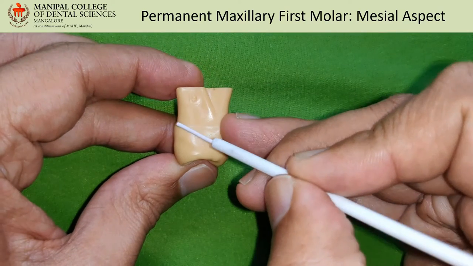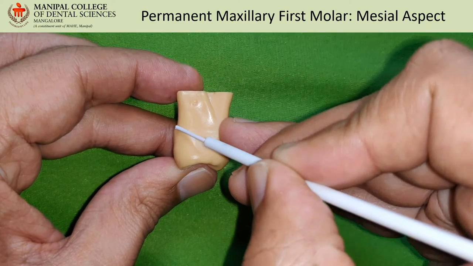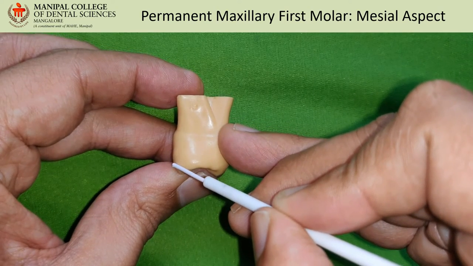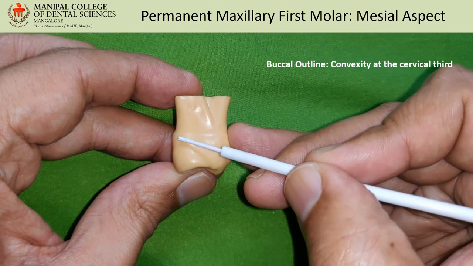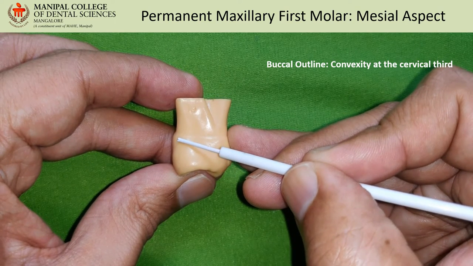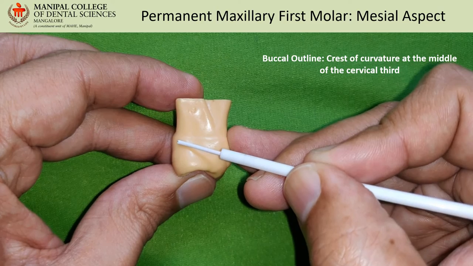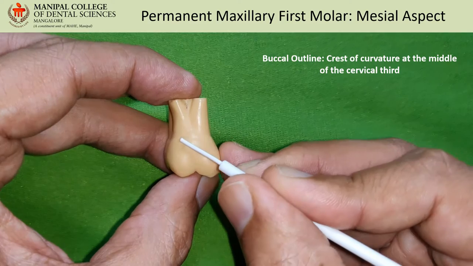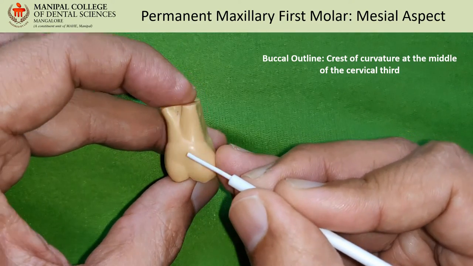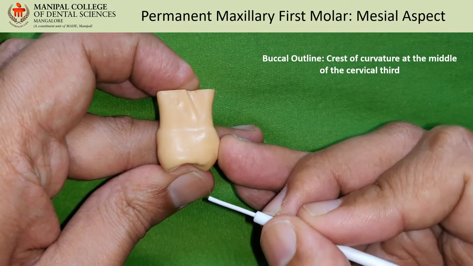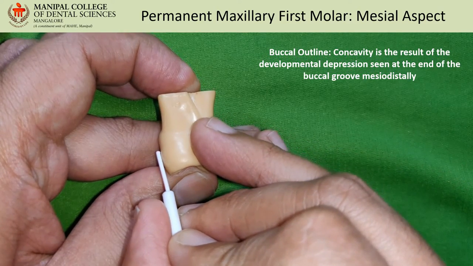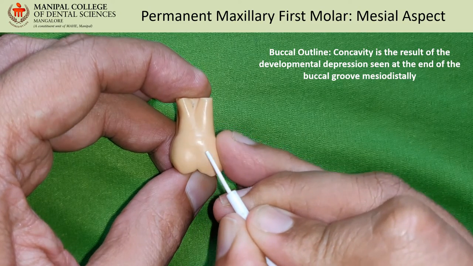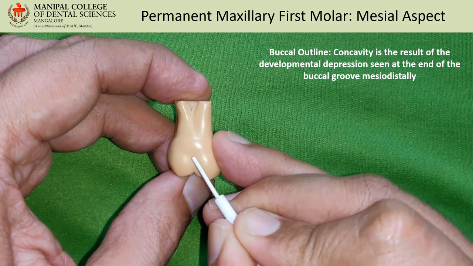The buccal outline shows a characteristic convexity at the cervical third, followed by a concavity and again a convexity. The very first convexity that you see at the cervical third is the crest of curvature that you see buccally. From the buccal aspect, you appreciate this crest at the cervical third, which is prominent from the mesial aspect. The concavity that you see in the middle is actually the resultant of the developmental depression that you see mesiodistally at the end of the buccal groove.